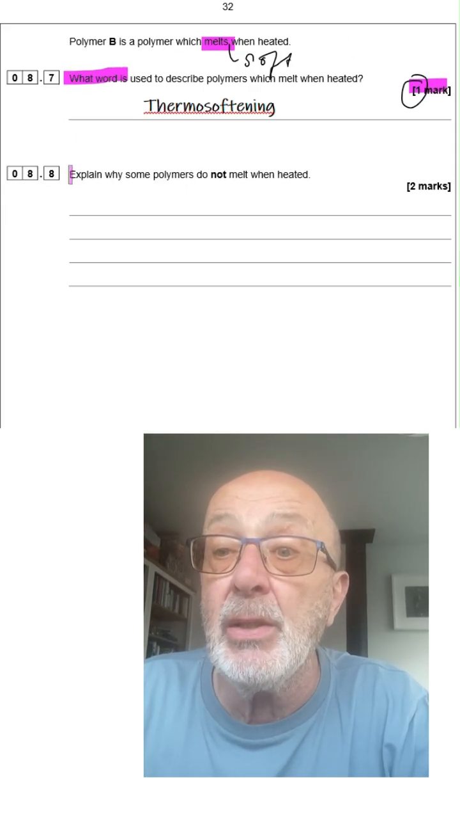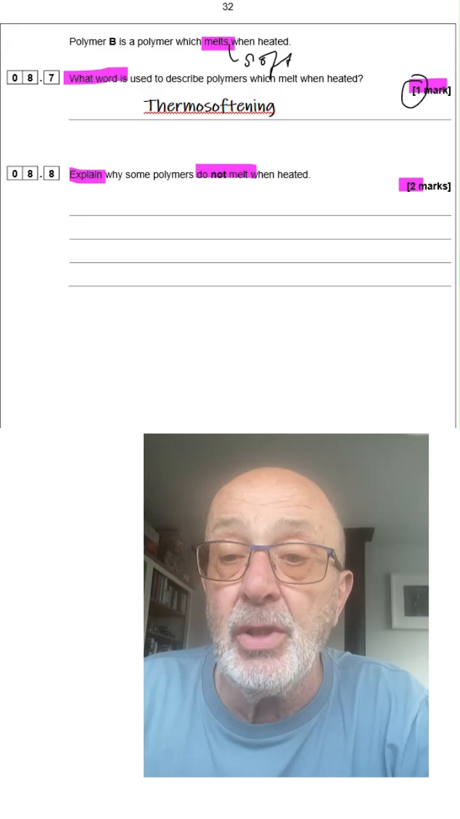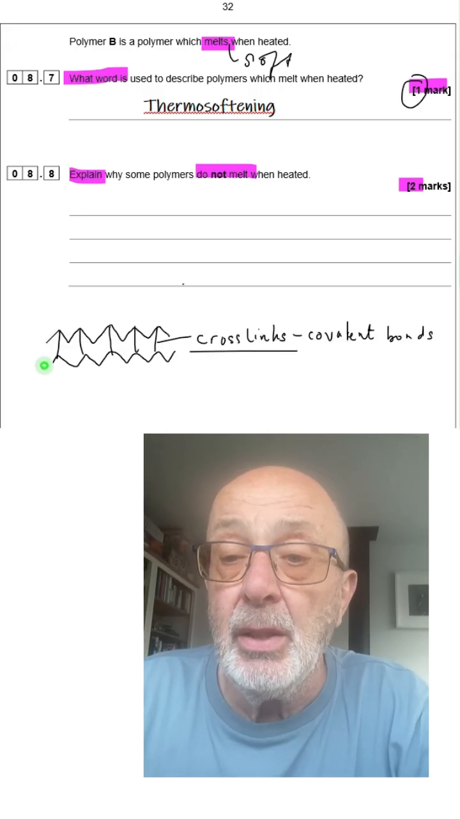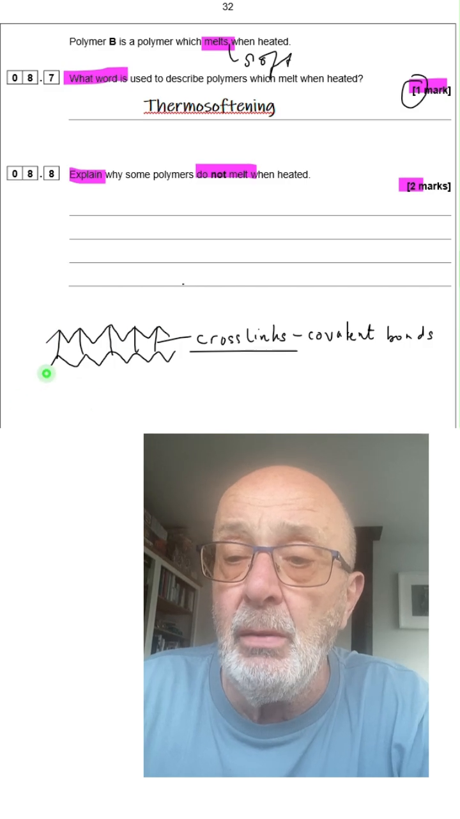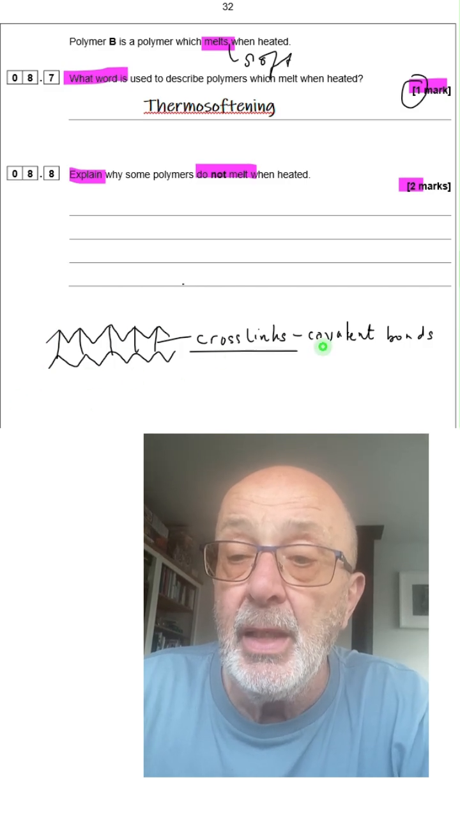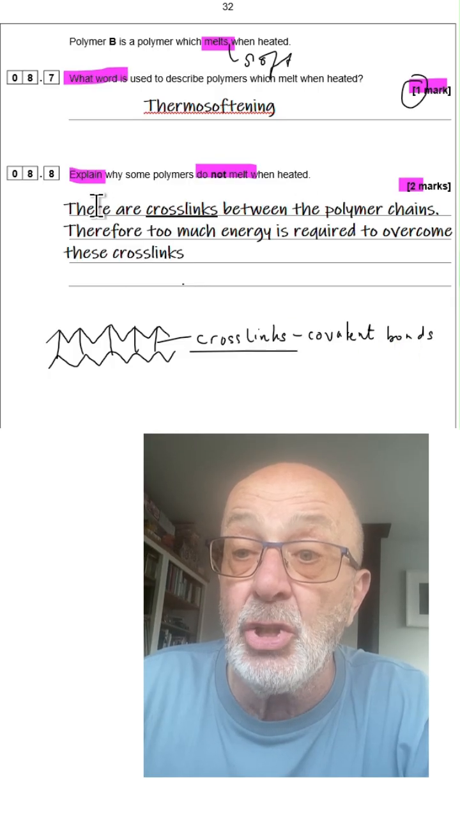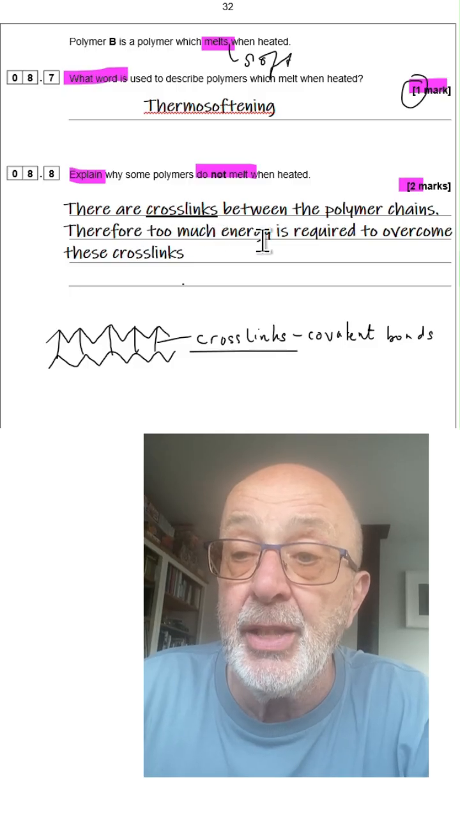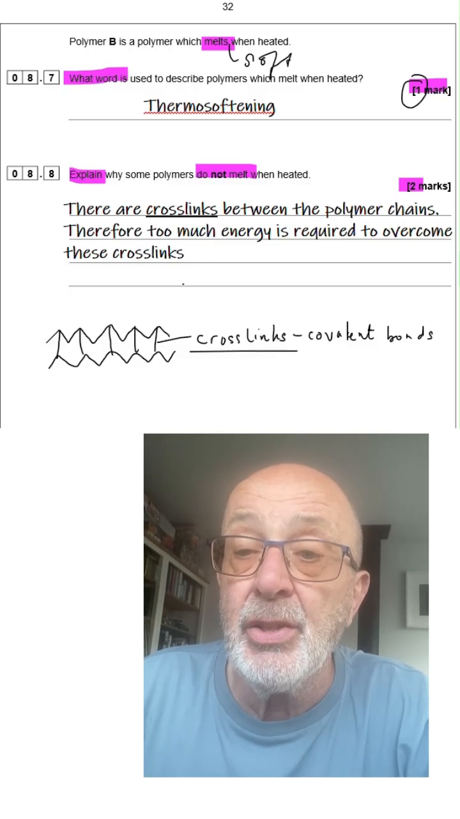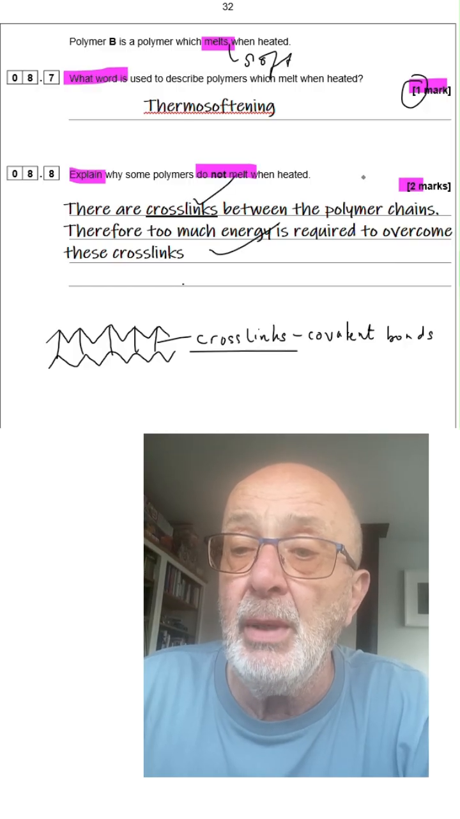8.8. Explain why some polymers do not melt when heated for 2 marks. This is all about crosslinks. Some polymer chains have strong covalent bonds joining them together. And this makes them very strong and very resistant to temperature. So there are cross links between the polymer chains. Therefore, too much energy is required to overcome these cross links. 1 mark for cross links, 1 mark for too much energy, 2 marks.